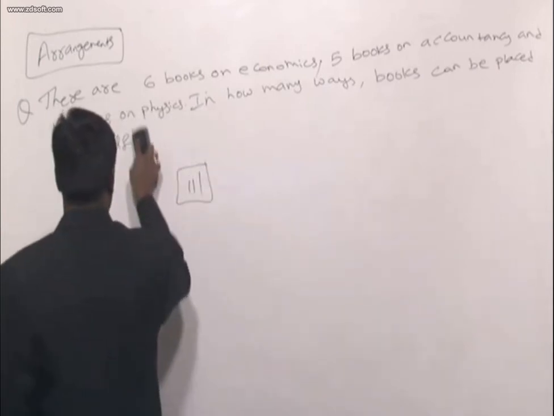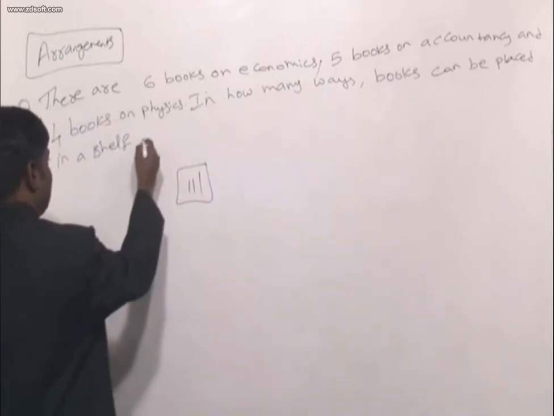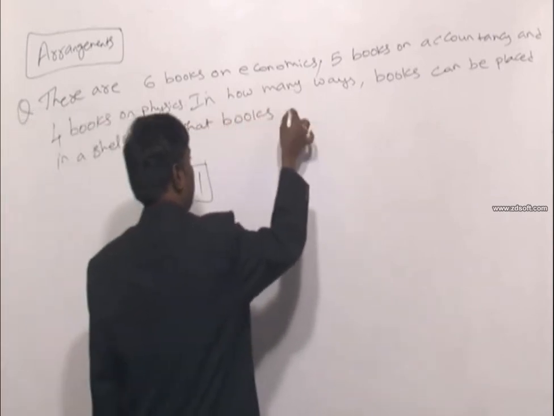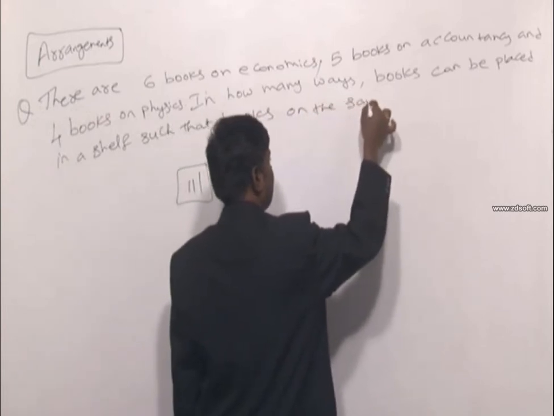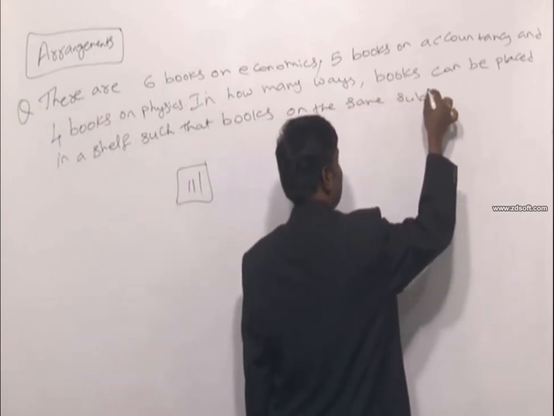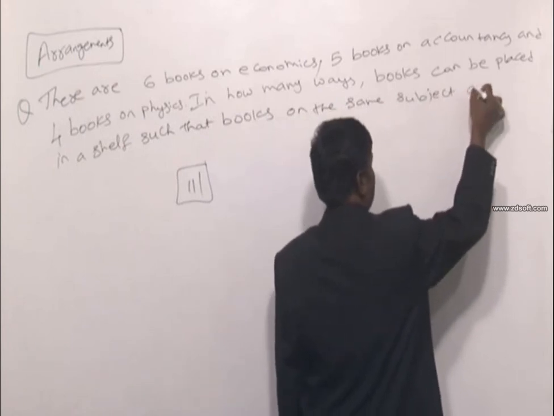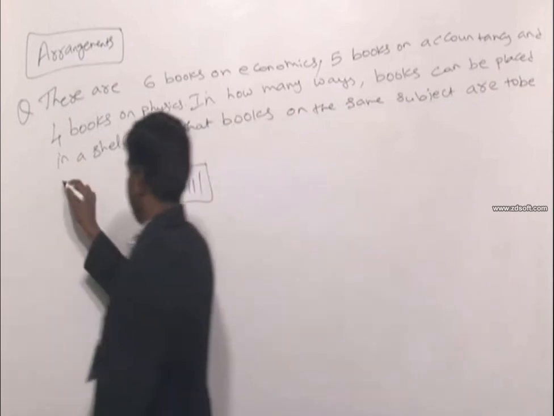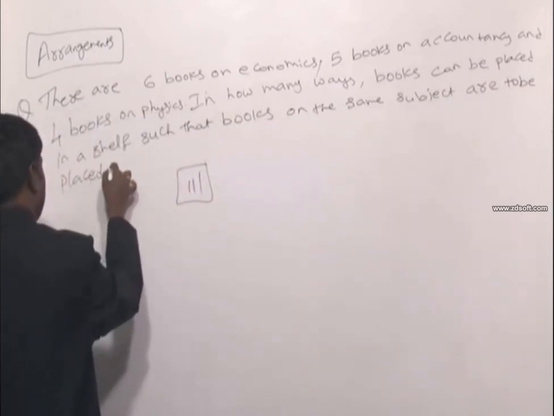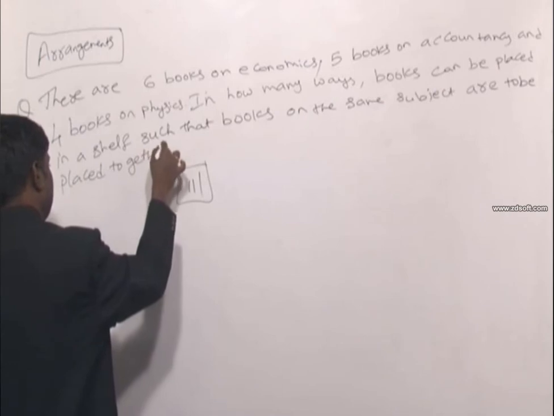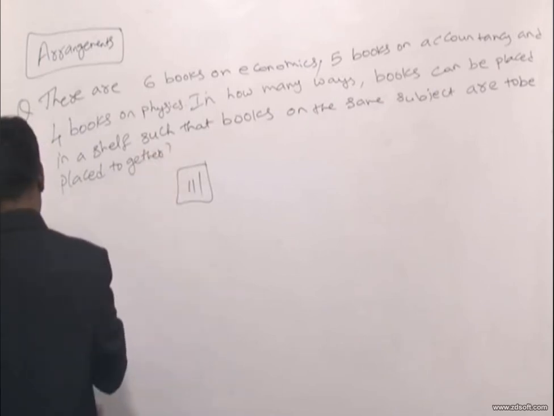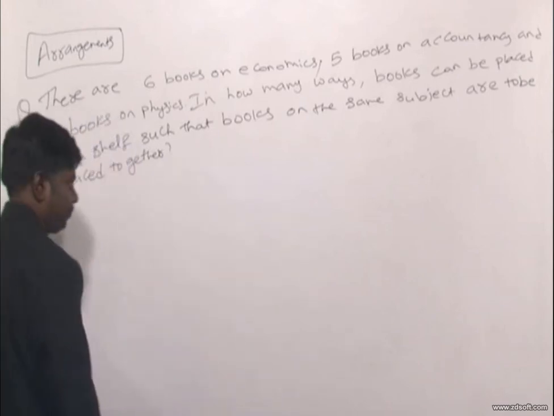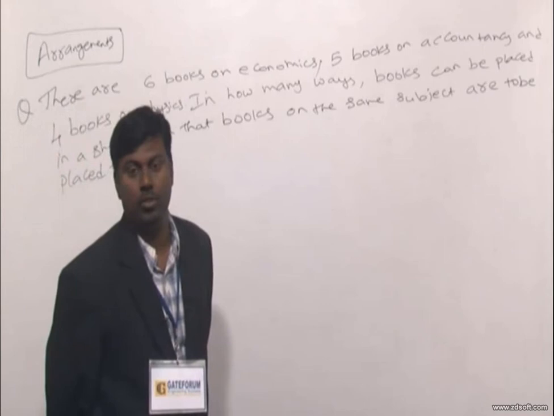Now let us change the question such that books on the same subject are to be placed together. Now this cannot be done in 11 factorial ways. Now books on the subject are to be placed together.